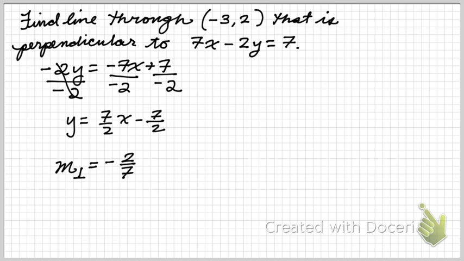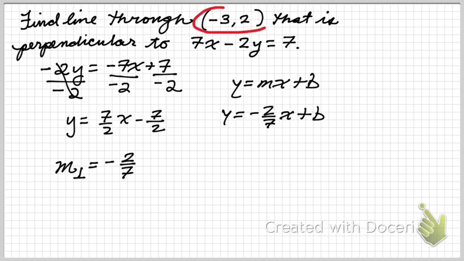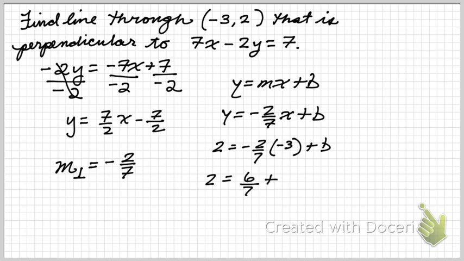And I'm going to go into a y equals mx plus b equation. So I'm going to go y equals -2/7 x plus b. And then I'm going to substitute this point for the x and y so that I can solve for b. So that'll be 2 equals -2/7 times -3 plus b. So that's 2 equals 6/7 plus b.